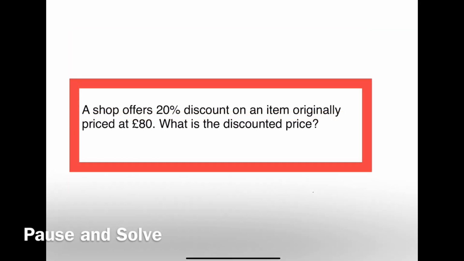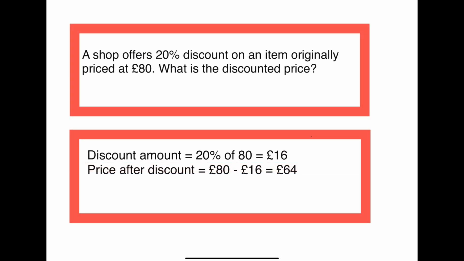A shop offers 20% discount on an item originally priced at 80 pounds. What is the discounted price? Pause video and solve. Original price is 80 pounds and there is a 20% discount on 80 pounds. So we need to work out 20% of 80 pounds. Convert 20% as a fraction, 20 over 100, and times by 80. Cancel 2 zeros from the numerator and 2 zeros from the denominator. We'll get 16 pounds, and discounted amount is 16 pounds.